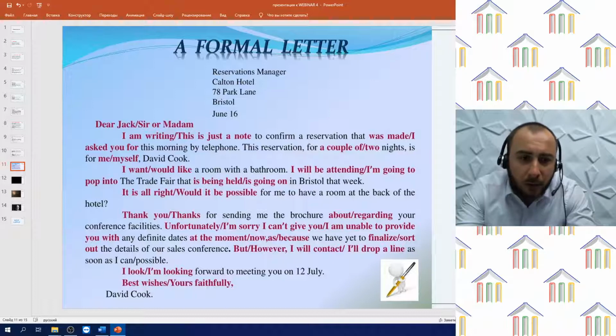I would like a room with a bathroom. I will be attending the trade fair that is going on in Bristol that week. Would it be possible for me to have a room at the back of the hotel? Thanks for sending me the brochure regarding your conference facilities.